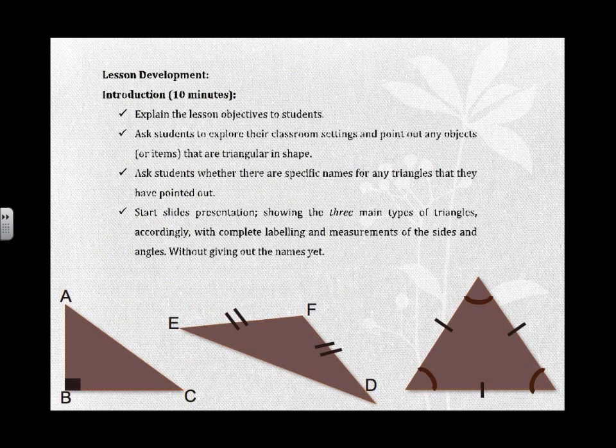The lesson development will begin with an introduction that will take about 10 minutes of class time. Here, I will explain the lesson objectives to the students so that they would know what is to be achieved by the end of this lesson. I will ask students to explore their classroom settings and point out any objects that are triangular in shape. Once that is done, I will start the slides presentation showing the three main types of triangles that will be discussed throughout the lesson, as shown below.